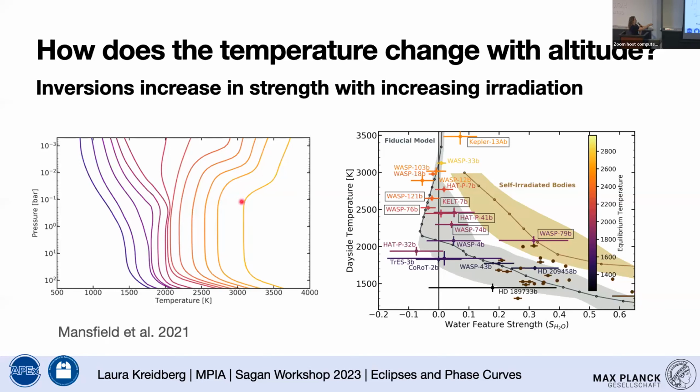And if you translate these models into some tracks that compare the dayside temperature to the strength of the water feature and also the direction, so whether it's in emission or absorption, you can see that the model predictions fit the data pretty well. So this gray band is showing a range of models that marginalize over a couple of different atmospheric compositions, different metallicities. And so you can see that the trend overall is we reproduce pretty well, but there's also a hint here that there's a diversity of atmospheric compositions because it's not a single line, but rather a spread.